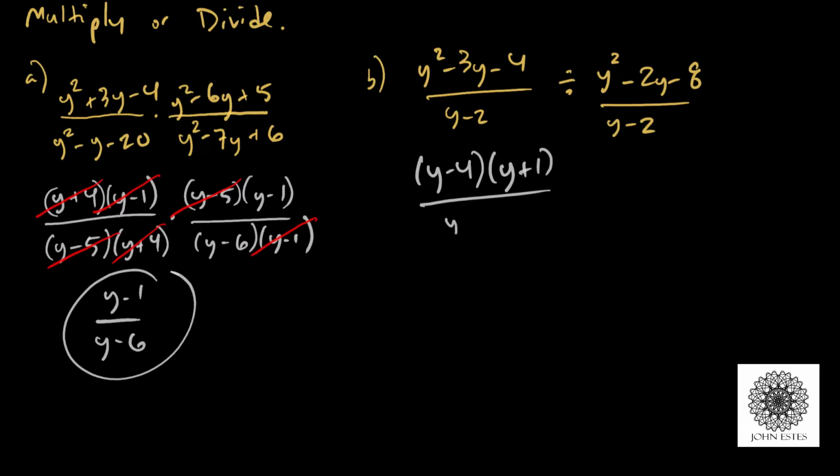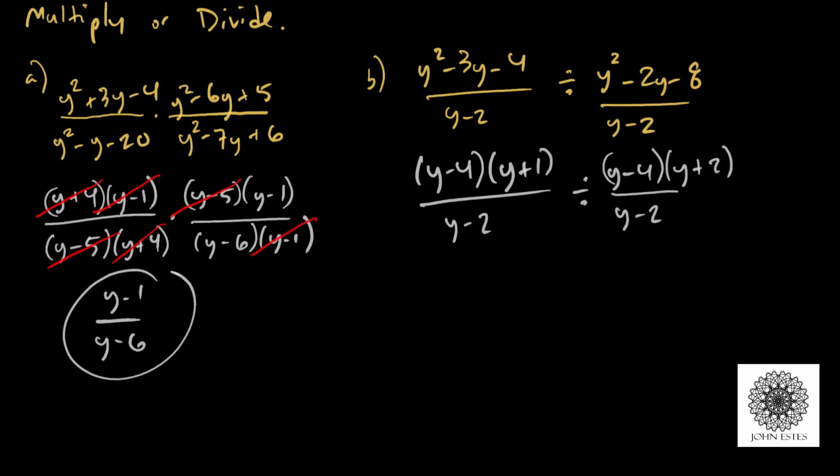Okay, and the denominator is not much to do, and I'm going to leave this as division for the moment because I want to factor this second numerator. I need to think of two things that multiply to give me -8 and add to give me -2. So that's going to be, how about -4 and +2.